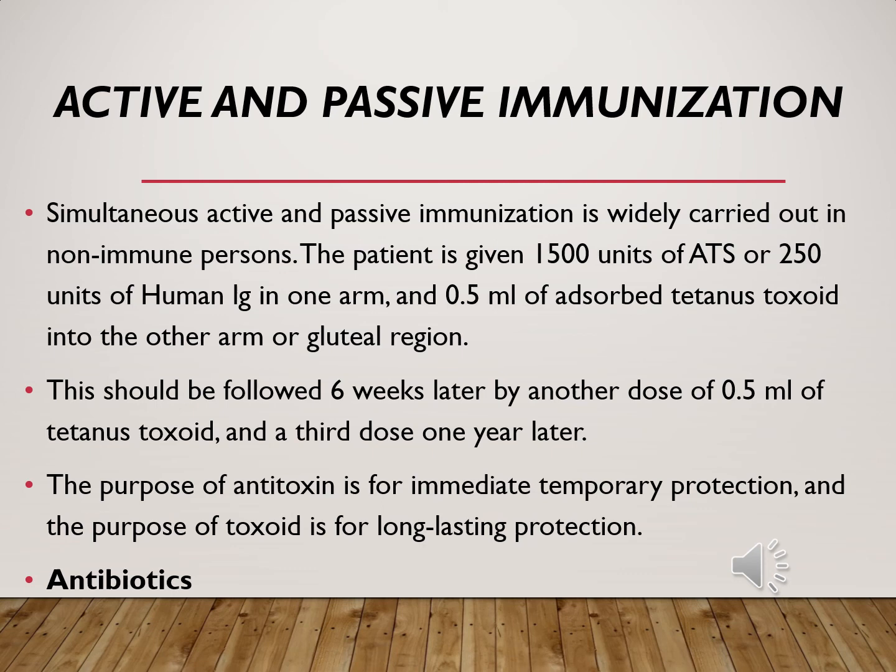Active and passive immunization. Simultaneous active and passive immunization is widely carried out in non-immune persons. In it, the patient is given 1500 units of ATS or 250 units of human immunoglobulin in one arm and 0.5 ml of adsorbed tetanus toxoid vaccine into the other arm or the gluteal region. Then this should be followed 6 weeks later by another dose of 0.5 ml of tetanus toxoid and a third dose 1 year later. The purpose of antitoxin is immediate temporary protection, and the purpose of toxoid is long-lasting protection.